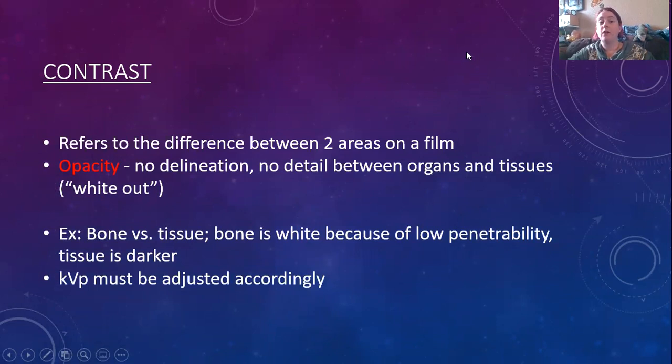For contrast, this is the difference between two areas of film. One of the things to note is opacity. Opacity is like opaque or whiteout. So you're in a blizzard or in a snowstorm where you can't see out very far. So this would be no detail between the organs and the tissues. And so what we need to see is a difference between bone versus tissue. Bone will be white because it's less penetrable, and tissue will be darker because it is easier for the radiation to go through the tissue.